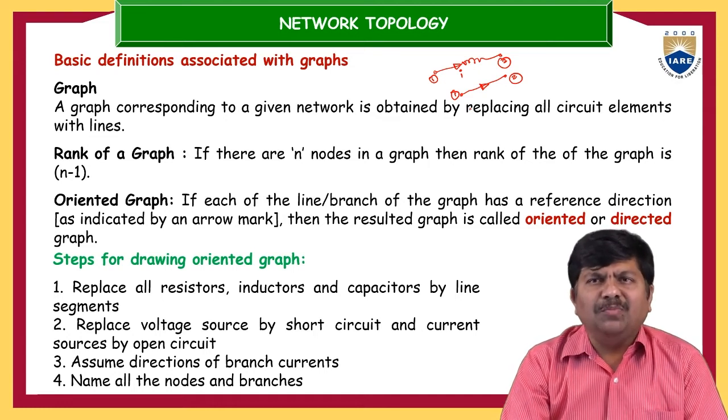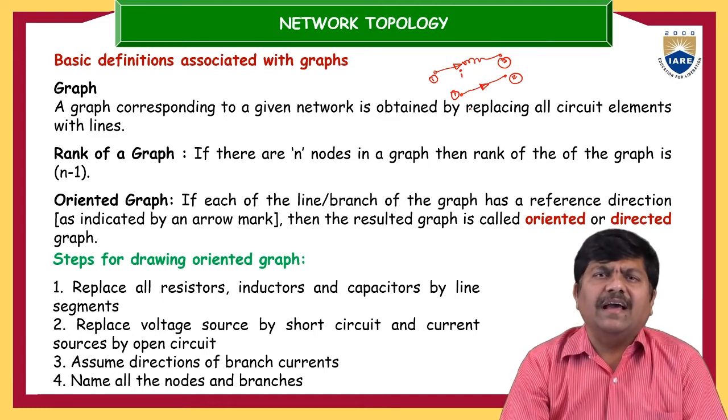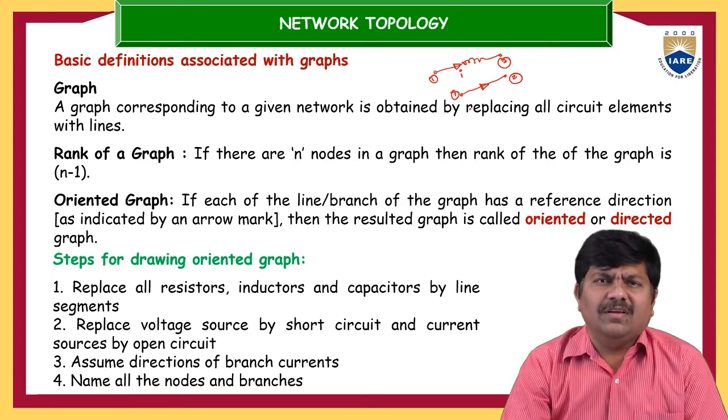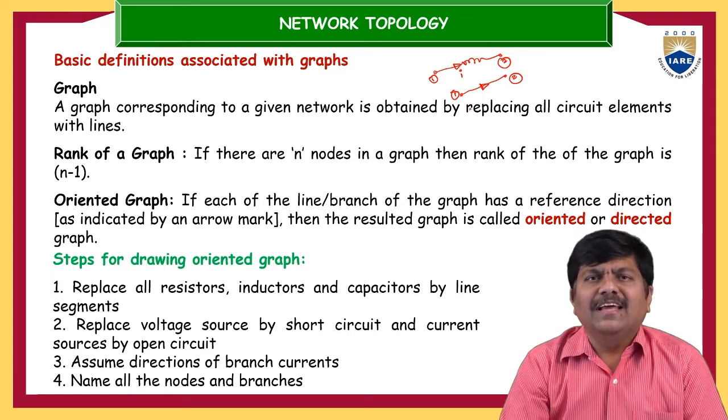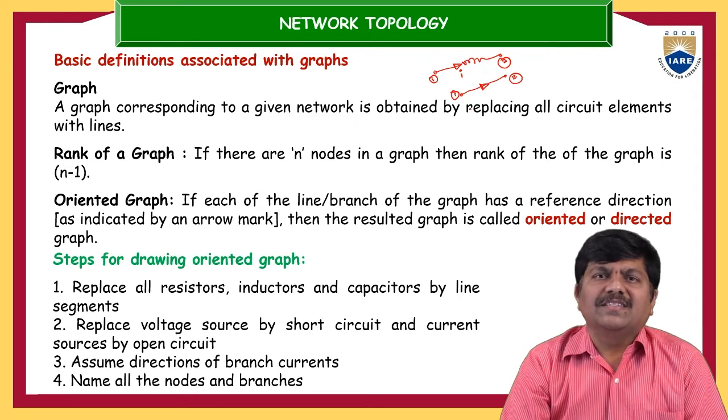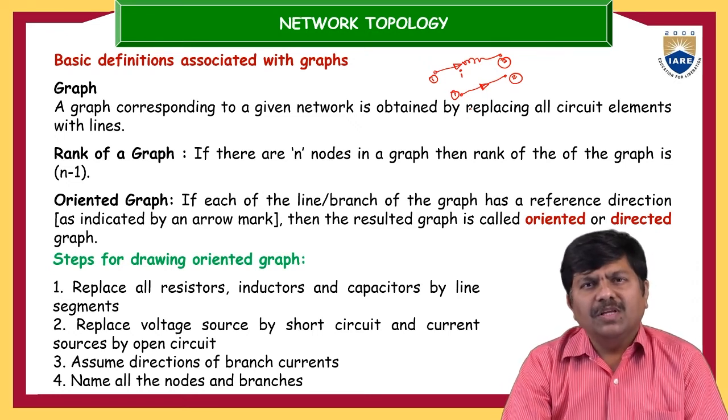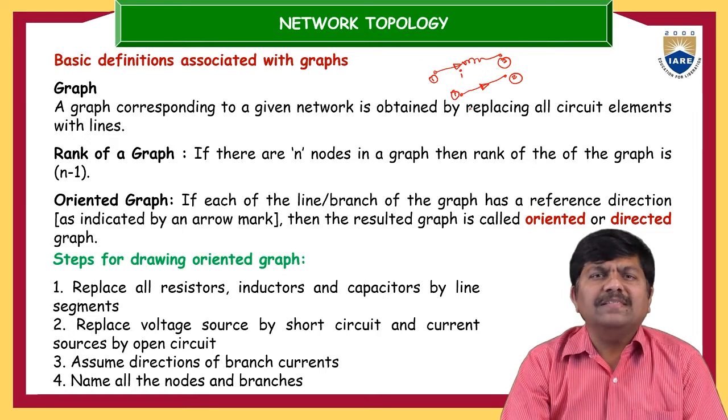That is, assume the directions of the branch currents. Just based on your convenience, you can assume the direction of the branch currents. And the last one is to name all the nodes and the branches. So here node numbers and branch numbers are also very important.